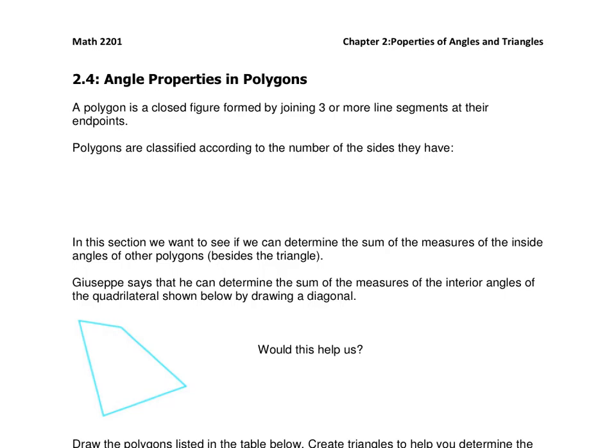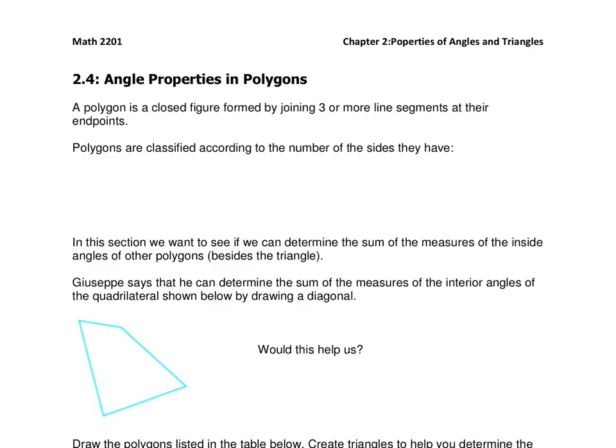Section 2.4, Angle Properties and Polygons. A polygon is a closed figure formed by joining three or more line segments at their endpoints. Polygons are classified according to the number of sides they have. So we know triangles have 3 sides, quadrilaterals have 4 sides, pentagons have 5 sides, hexagons 6 sides, and those are some of the ones. Octagons, most people know, is 8-sided.